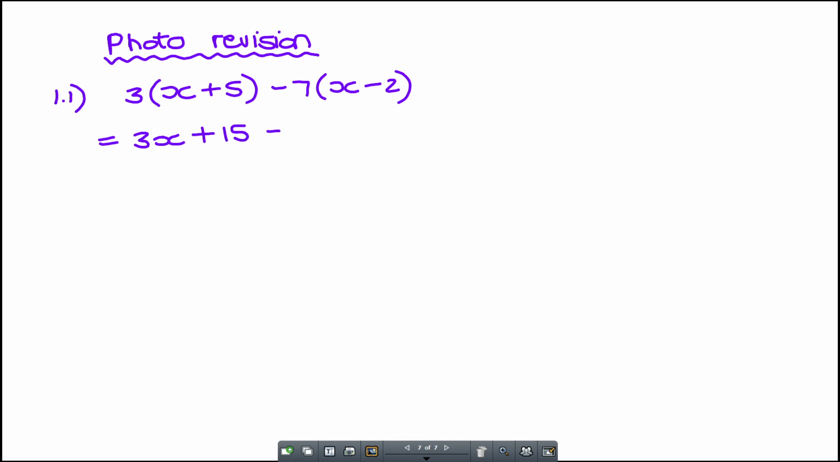Okay, good. Right, so at question 1, they want you to expand and simplify. So 1.1, 3x plus 5 minus 7, x minus 2. Okay, so what we had to do here is multiply in those brackets. So I'm going to have 3x plus 15. Now I multiply in the minus 7, so minus 7x plus 14. Now we look for like terms. 3x minus 7x will give me minus 4x, and 15 plus 14, 29.